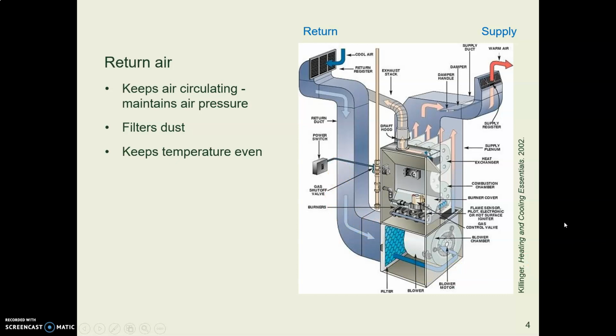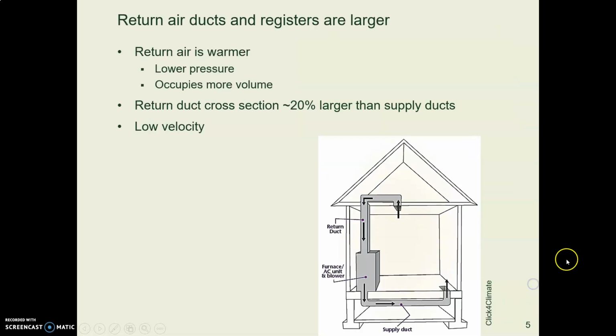This return air side of the system is really important for keeping the air pressure balanced, so we don't have any suction or excessive pressure. It keeps the temperatures all evened out, and as the return air comes through here, it goes through filters, and those filter out the dust and pathogens and make your air healthier.